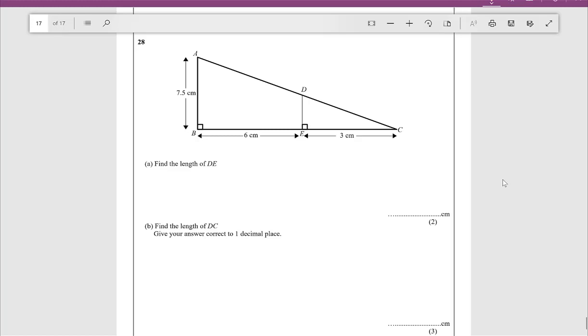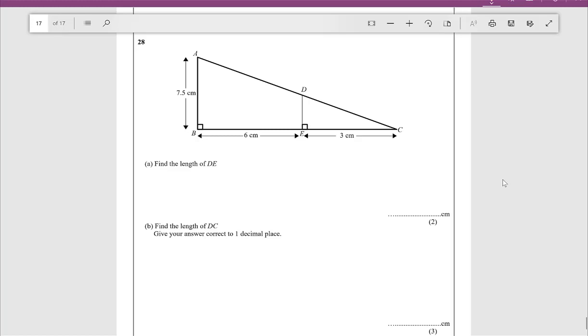Now I'm going to start from the back of the paper, so I believe that some students prefer to start with the harder questions first. So let's start with question number 28. Now we have a triangle and it's asking us to find the length of DE, and we can see it's a similar shape question.